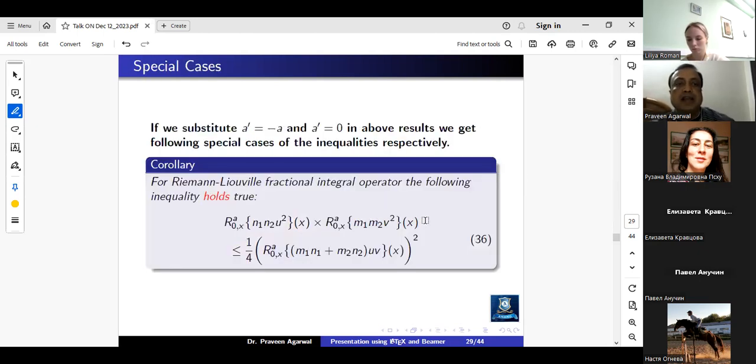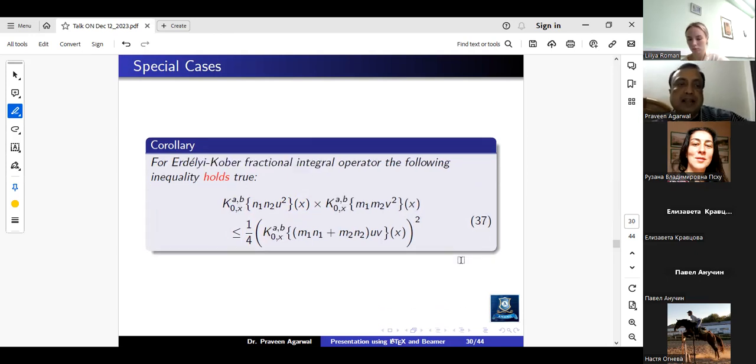In the same way, if we substitute a dash equal to minus a and a dash equal to 0, then we get the Riemann-Liouville fractional integral operator, for which the following inequality holds true, given by equation number 36. In the same way, for the Erdélyi-Kober fractional integral operator, the following inequality holds true, given by equation number 37.